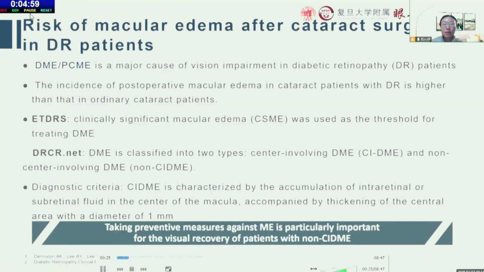We know that macular edema is a common cause of vision loss after cataract surgery, and in diabetic patients, the risk of developing post-operative macular edema, whether DME or PCME, is significantly increased. This risk is especially higher in patients with diabetic retinopathy, DR, where the incidence of post-operative edema is even greater.